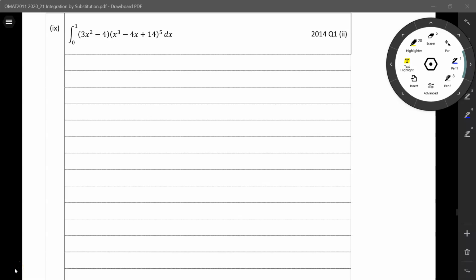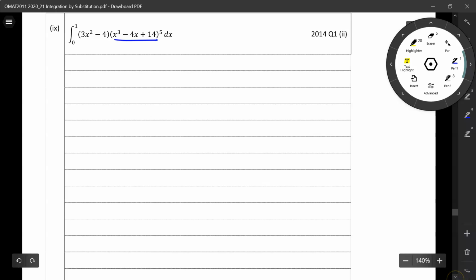In this example, we have our two functions. We have this function here, the larger function, a cubic equation brought to the power of 5, and we have our quadratic equation here, the second equation. So we follow our procedure, and we let f of x equal the larger function, x cubed minus 4x plus 14, and we let g of x equal the smaller function. So g of x is 3x squared minus 4.